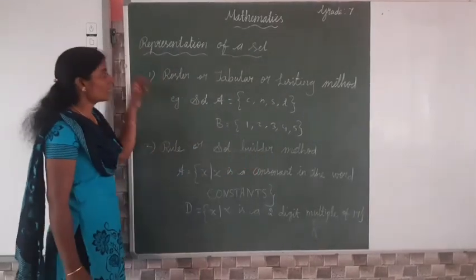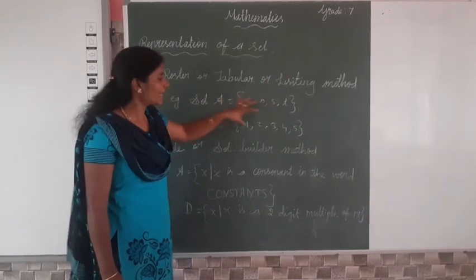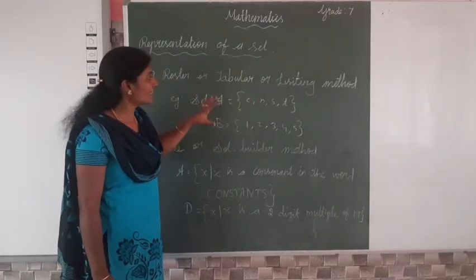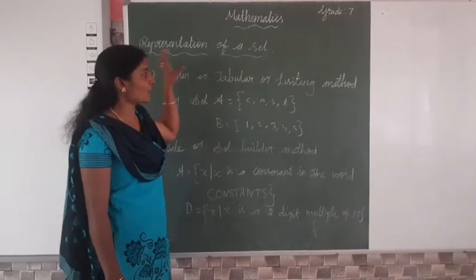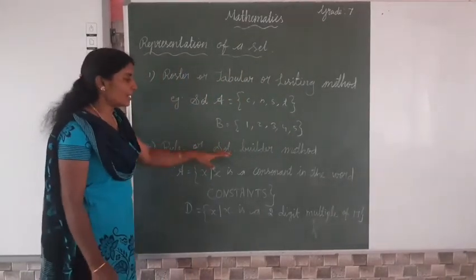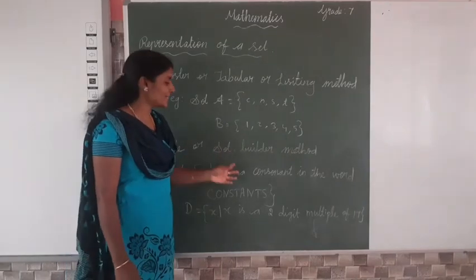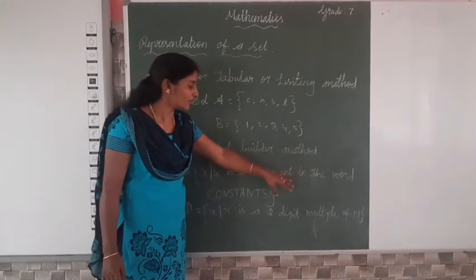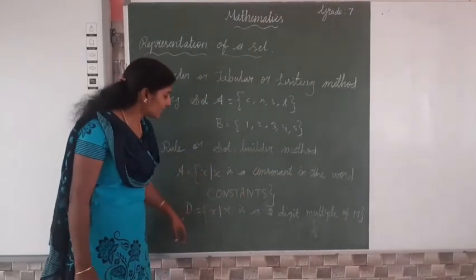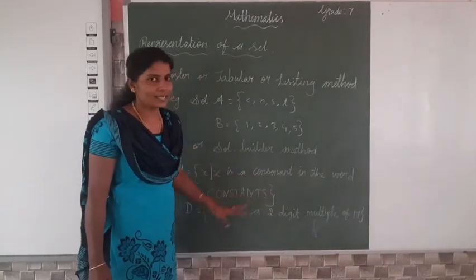Are you clear about this? What is the roster method or tabular method or listing method? The elements are listed in the set. That is called roster method or tabular method or listing method. Rule or set builder form means we write in words: x such that x is a consonant in the word constants. Like this. Now set B is equal to x such that x is a two-digit multiple of 17.